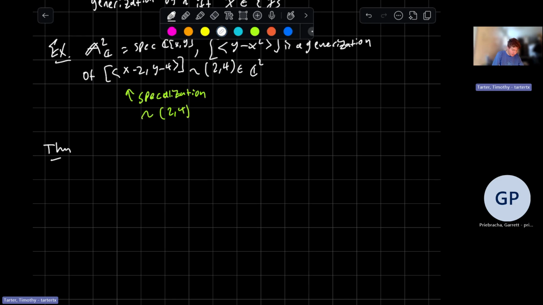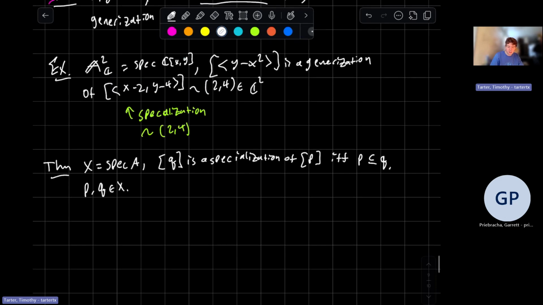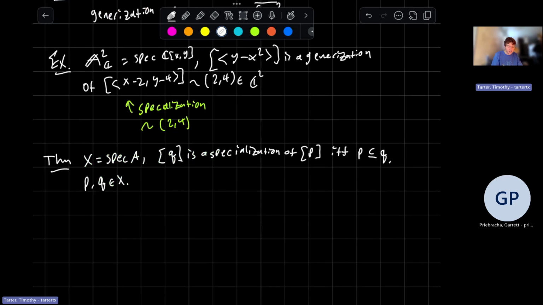And so then this leads to a real theorem. If X is spec A, then Q is a specialization of P if and only if P is contained in Q, where these are prime ideals, P and Q in X. And then as a corollary, the vanishing of P is equal to the closure.